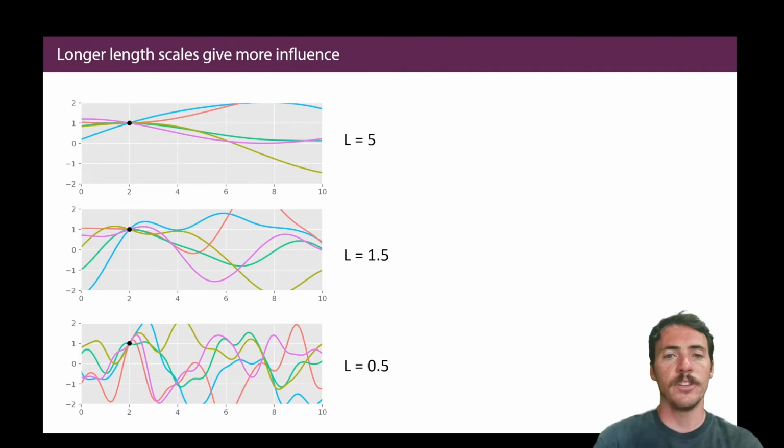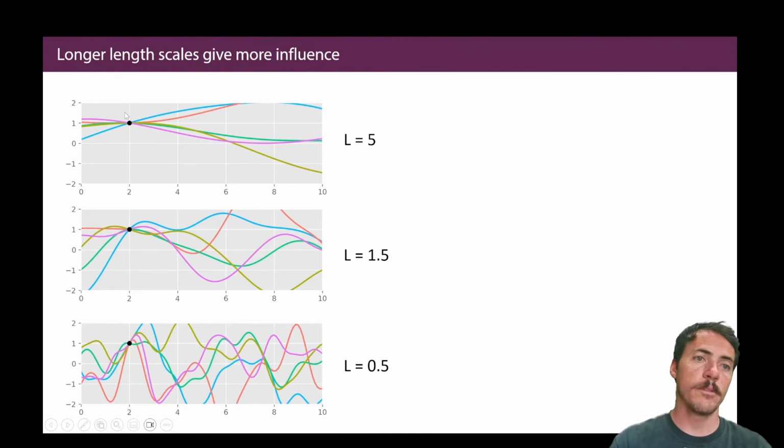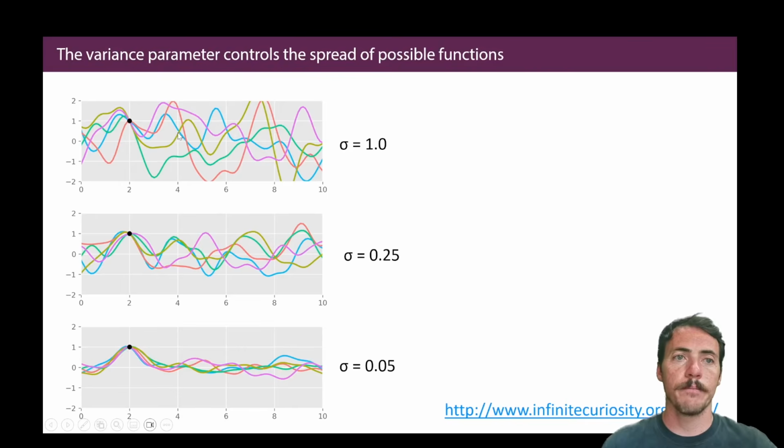Okay, so here you see 3 examples, L equals 0.5, 1.5, and 5. You can see that if it's a really short length scale, then the Gaussian processes are able to do much more variation. In medium and towards long, you see that they're forced to obey. They're learning from this one data point they had, and they're not allowed to vary quite as much.